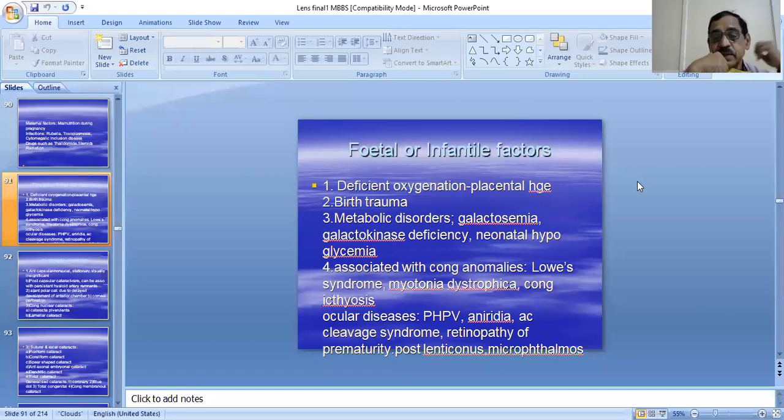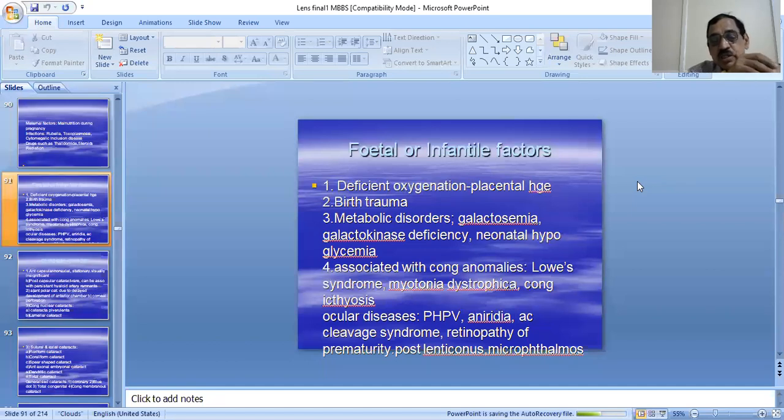So the congenital anomalies such as Lowe syndrome, myotonic dystrophy and congenital ichthyosis are sometimes associated with congenital cataract. And there are certain ocular diseases which are also associated with congenital cataract, such as persistent hyperplastic primary vitreous, aniridia, that is absence of the iris, anterior chamber cleavage syndrome, and retinopathy of prematurity, which occurs in the newborn when they are exposed to a lot of oxygenation.